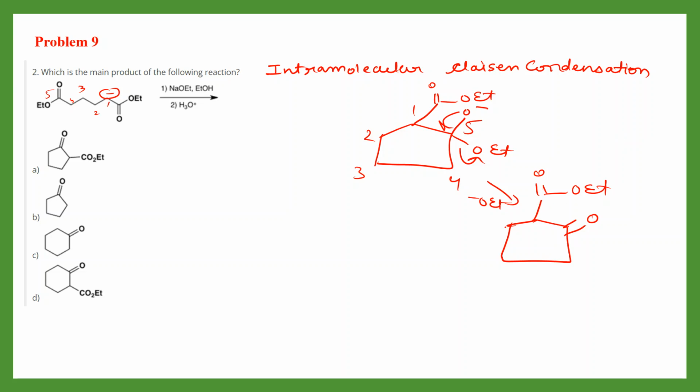And the take-home message or note from the slide is that there should be one proton which can be abstracted by this OEt negative. Otherwise, this reaction is highly reversible. You will not get this product. So the correct product is this. Answer number A is correct.